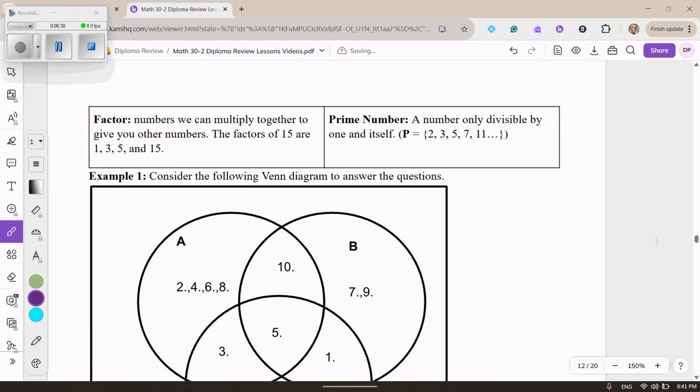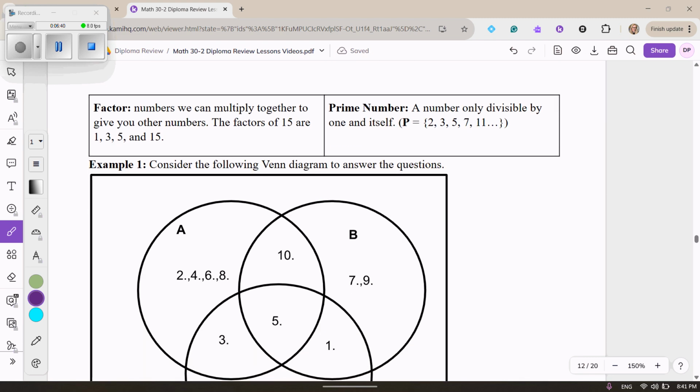We have factor. Factors are numbers that you can multiply together to give you other numbers. For example, the factors of 15 are 1, 3, 5, and 15. 1 times 15 equals 15, and 3 times 5 equals 15. There are no other factors of 15, just those ones.